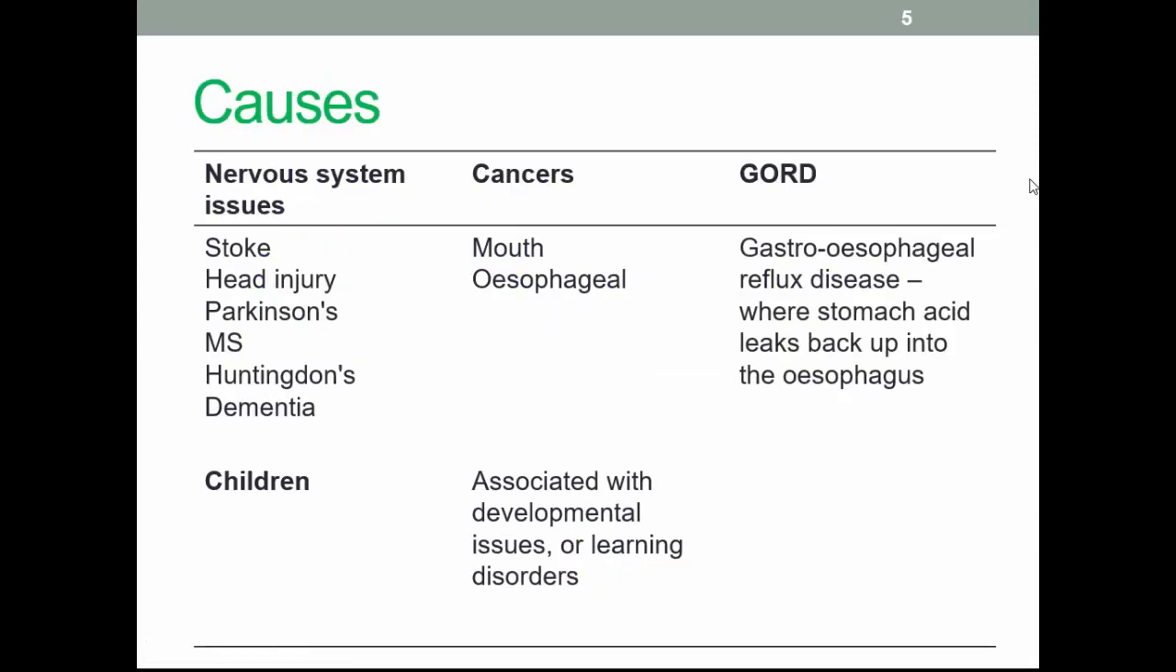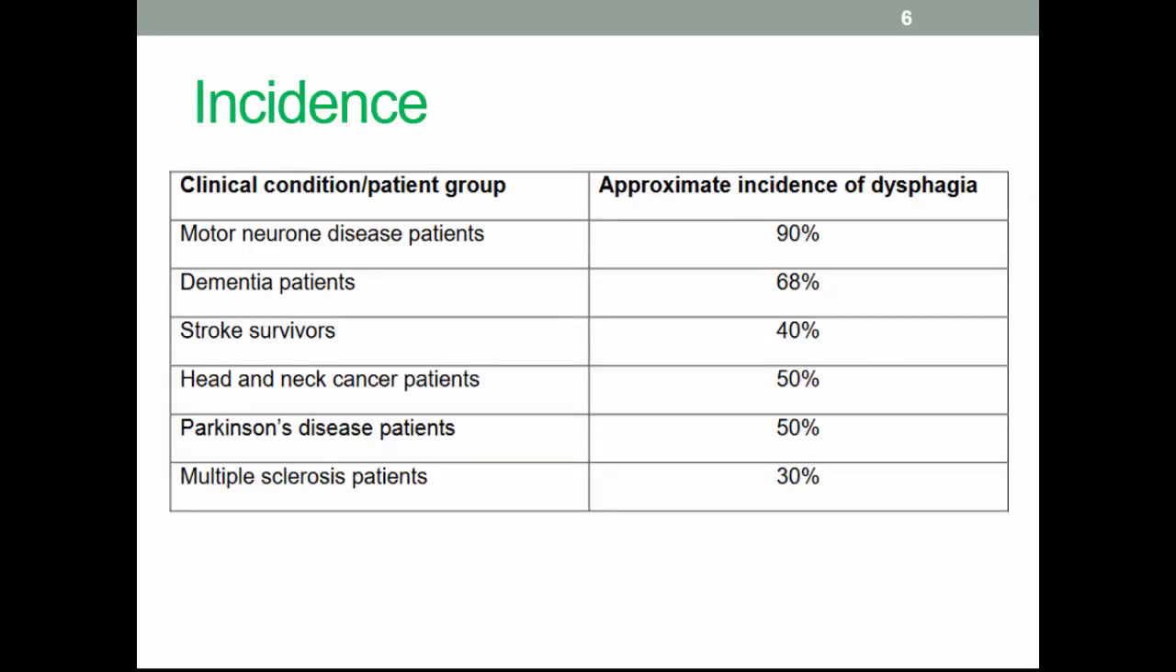Summary of the main causes of dysphagia. Although strongly linked to an ageing population, some children also have these issues. It's estimated that dysphagia can occur in up to 30% of people aged over 65 years. The table here shows the approximate incidence of dysphagia for certain clinical conditions. However, it doesn't include every condition. Again, if you click on the link, you'll get more background reading.